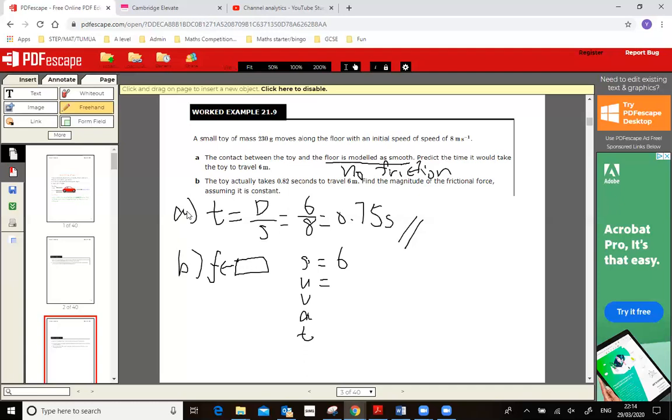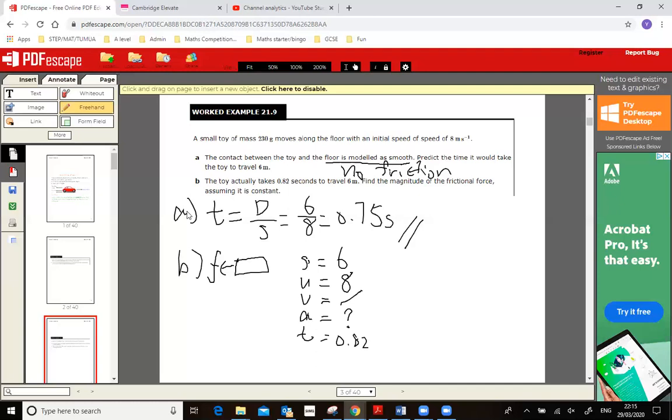Do I know the initial speed? Let's have a look in the question. Yes, the initial speed is 8 meters per second. Do I know the final velocity after 0.82 seconds? No, so we can cross this one out. And acceleration is something we're looking for, so put a question mark next to it. And the time is 0.82.